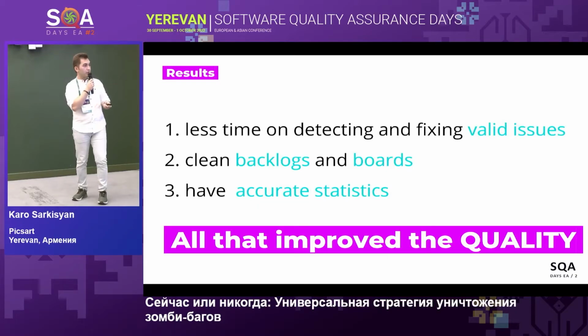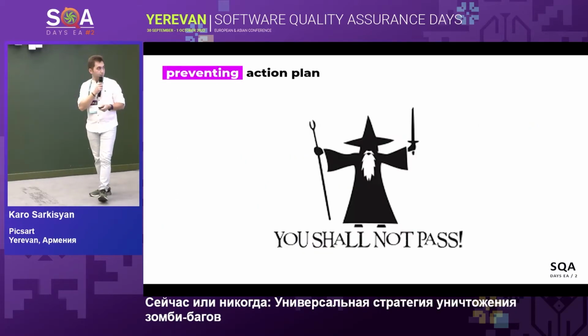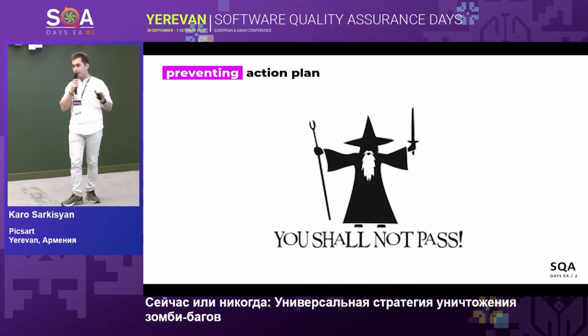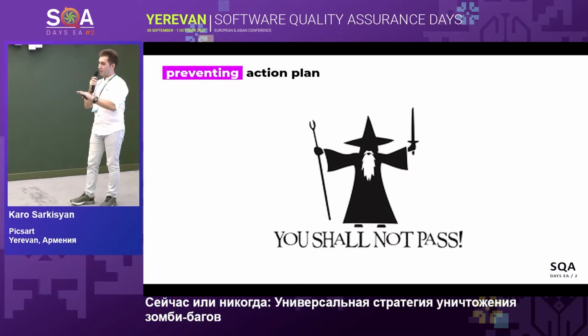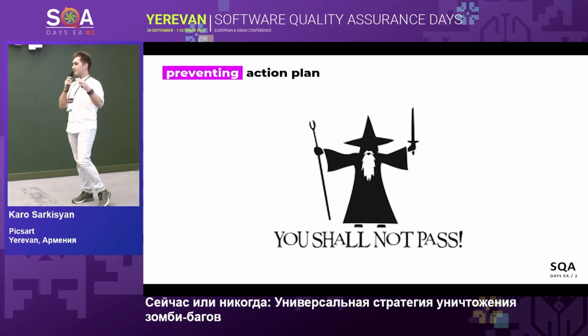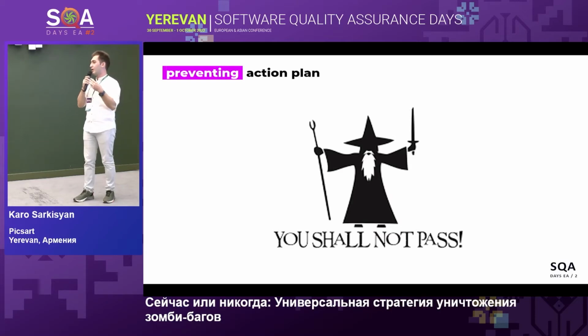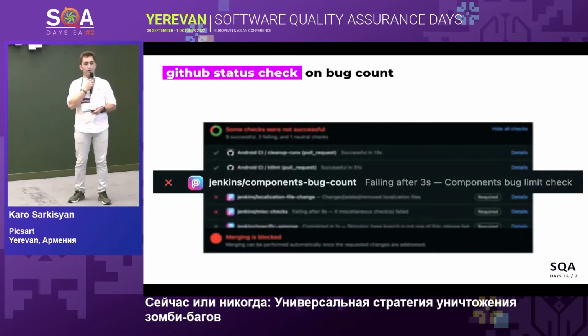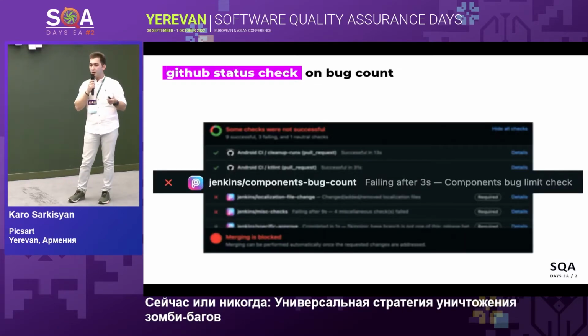Of course, all that improved our quality metrics. Let's think also about a preventing action plan, because if we do the cleanup process once, after some time we will have to do it repeatedly if we do not have any preventing action. And if we do the cleanup process, for example, once a year, it is very time consuming, so having preventing action is very important.